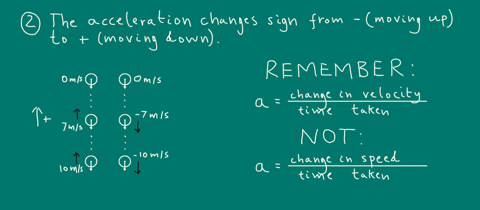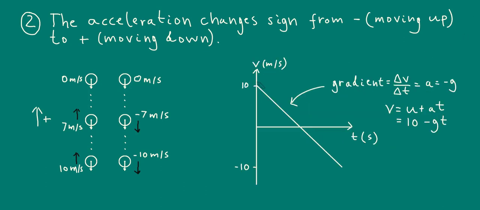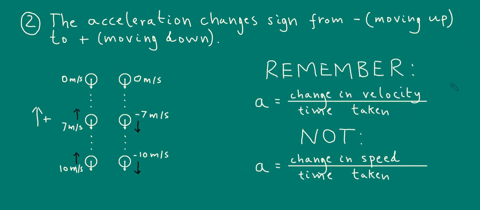If we just go back to this graph here, this graph shows it nice and clearly. The velocity is constantly decreasing, right? It starts out positive, becomes 0, and then on the way back down, it becomes negative. So try to bear this in mind. This is a really common mistake that I've seen over and over again.